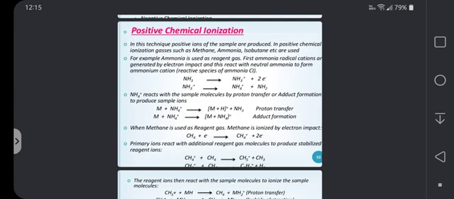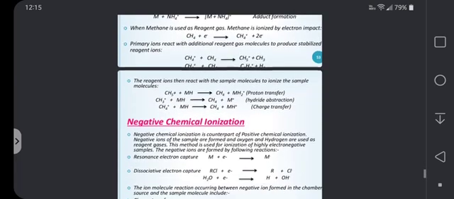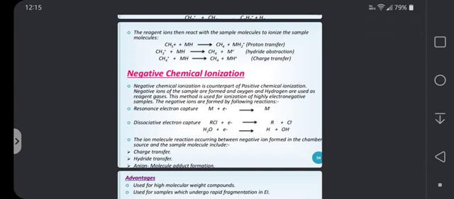When methane gas is used as reagent gas, methane is ionized by electron impact. When methane is bombarded with an electron, it results in formation of a CH4 plus cationic species. Primary ions react with the additional reagent gas molecules to produce stabilized reagent ions. The reagent ions then react with the sample molecules to ionize the sample molecule.